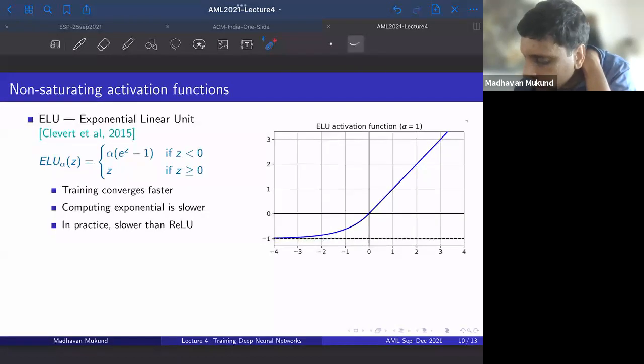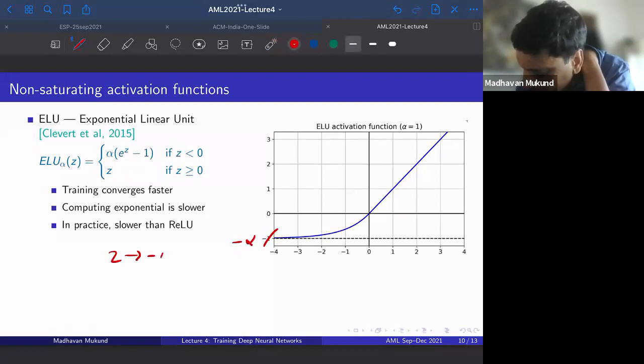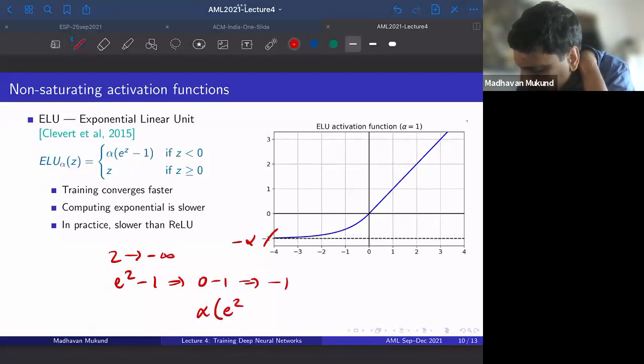So in general, this will be minus alpha, because as z tends to minus infinity, e to the z minus 1 tends to 0 minus 1, which is minus 1. So alpha times that gives minus alpha.